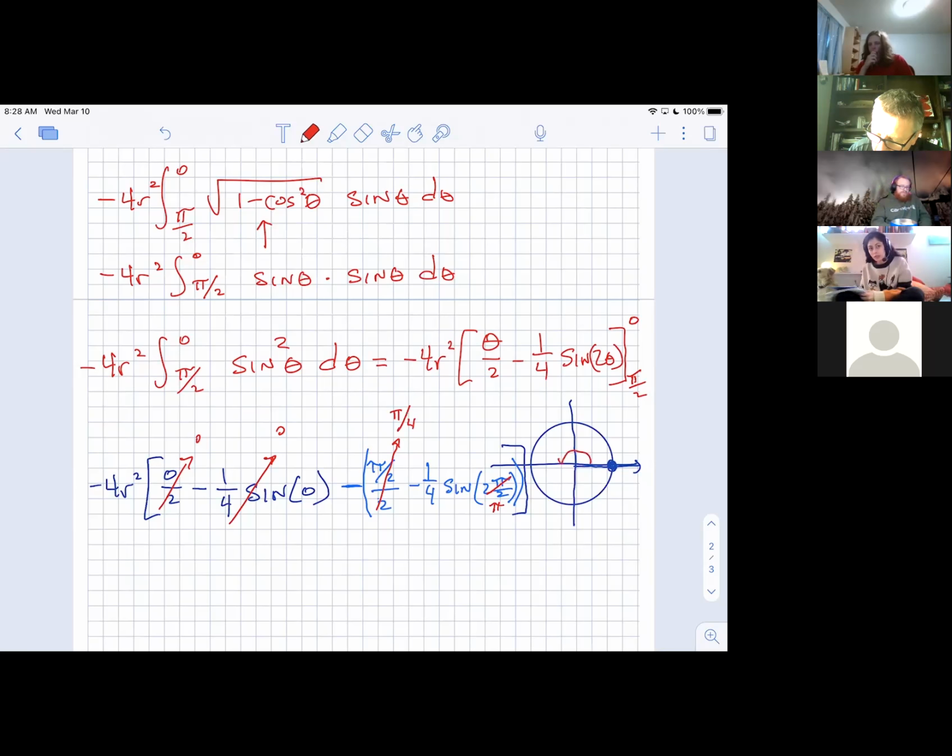As you should know, pi is right there. And again, sine is the y coordinate of that point, which is also 0. So that's kind of cool. This whole thing just goes to 0. So the only thing we have then for our negative 4r squared to be multiplied by is a negative pi over 4. Bam. Negative times a negative is a positive. 4 divided by 4.